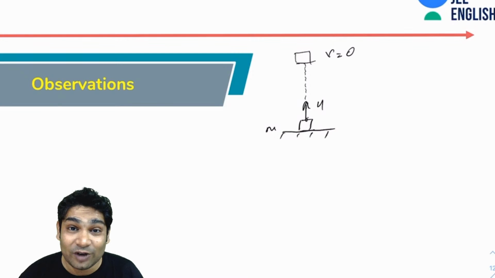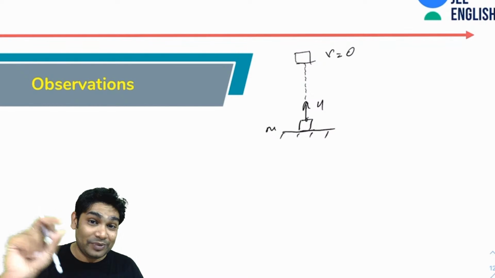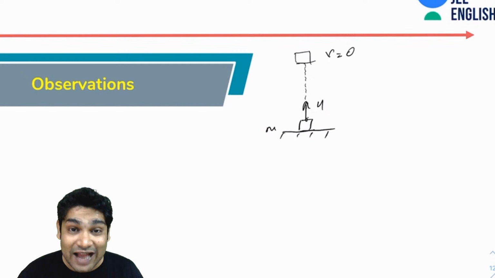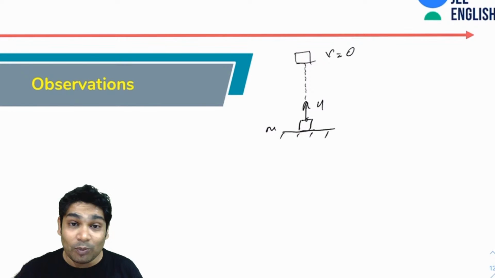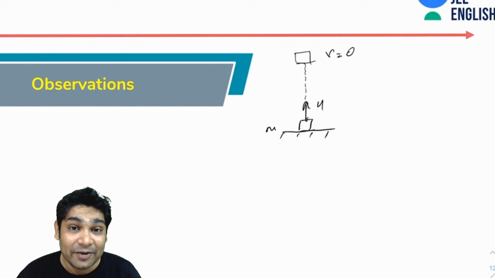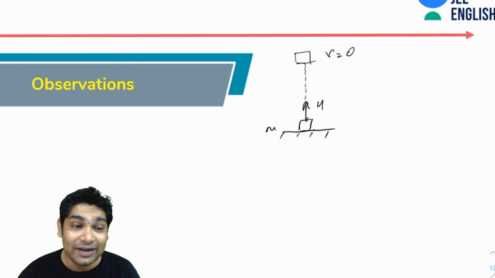So how do you explain this phenomenon? You say, okay, when the block was moving up, the force of gravity was acting downwards and it was doing negative work. Remember this, whenever a force does negative work, what will that mean? You remember the work energy theorem told us that W equals delta KE. So negative work would mean that the kinetic energy would decrease, and positive work would mean that the kinetic energy of the said body will increase.